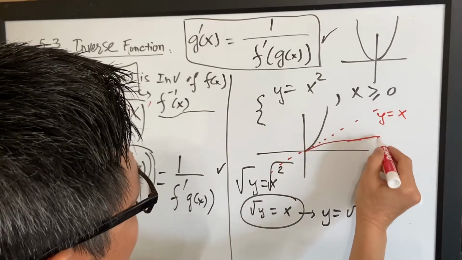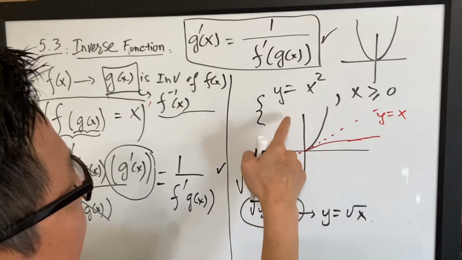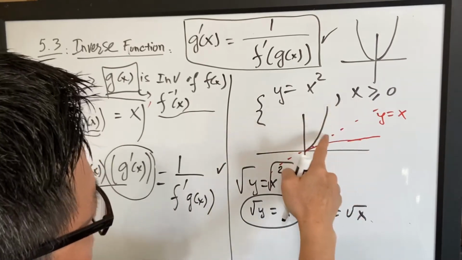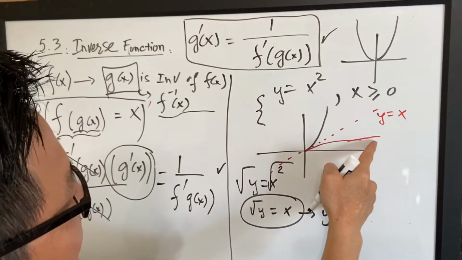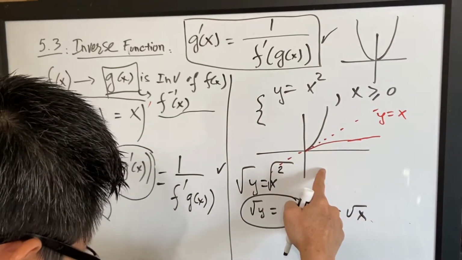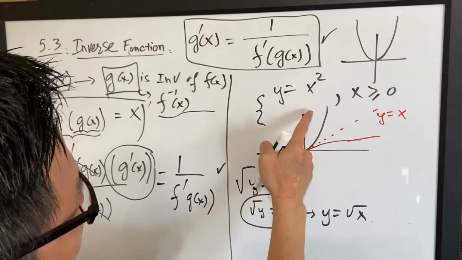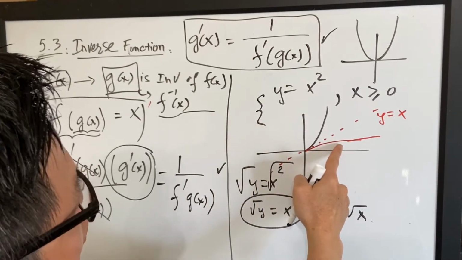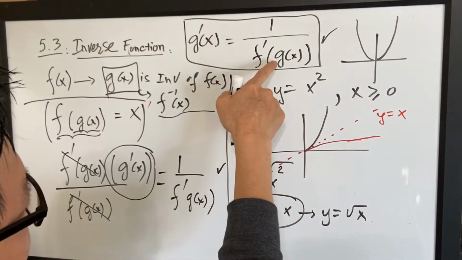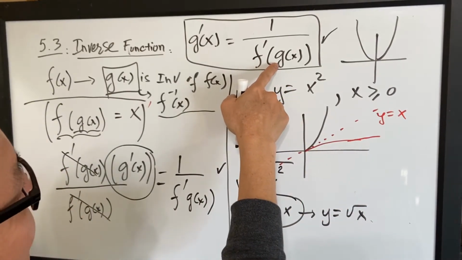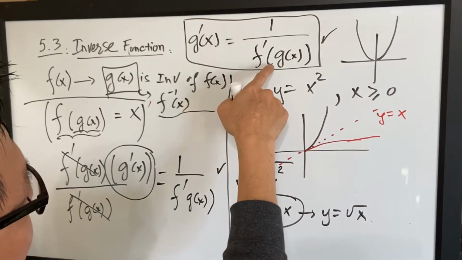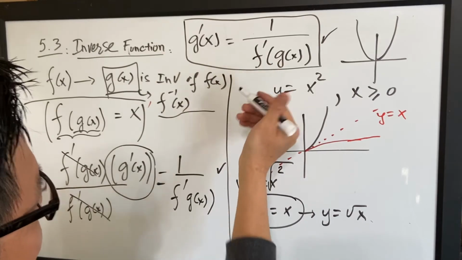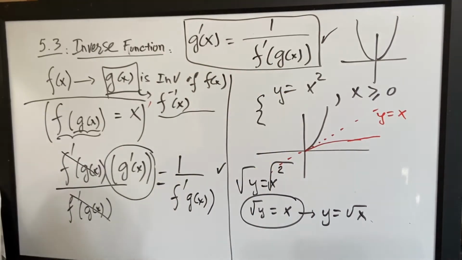There we go. So if the function increases in that domain, then the inverse also increases. If the function decreases, then the inverse also decreases. And if the function is differentiable, then the inverse is also differentiable, except one thing: it cannot have zero in the denominator. When you do the inverse, make sure that the denominator cannot be zero. That's the only exception that we have here.